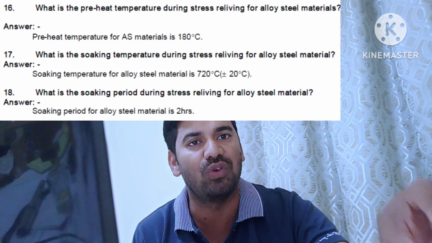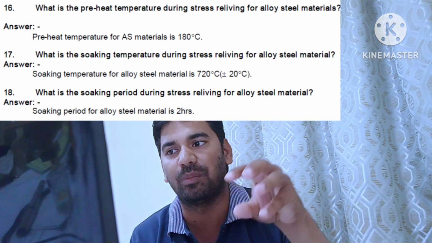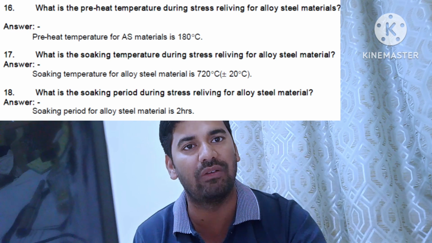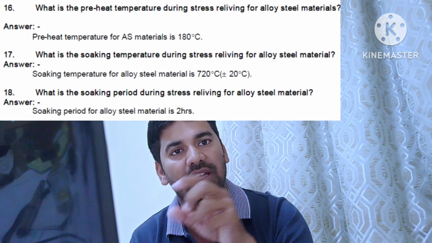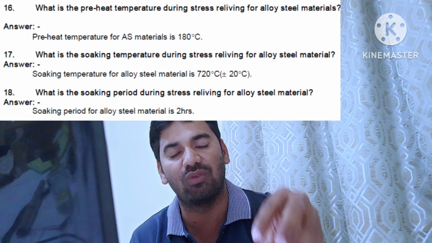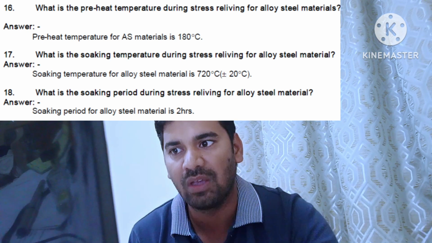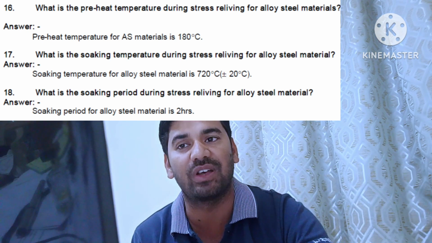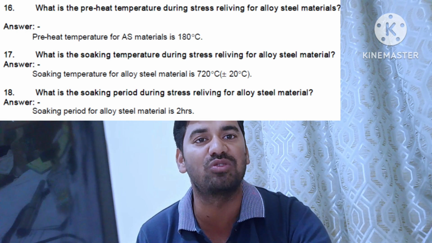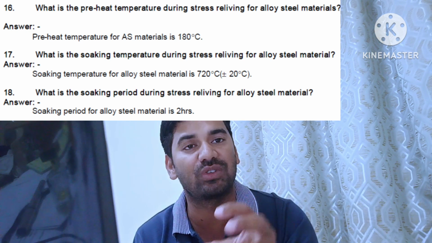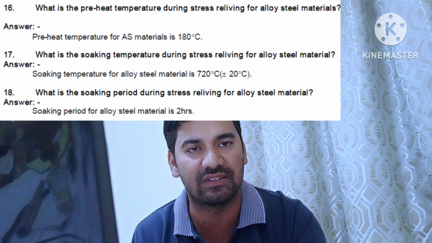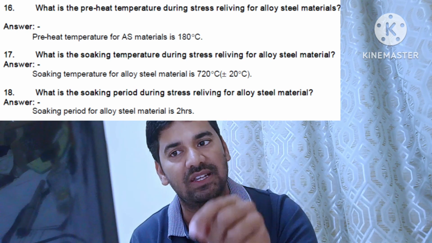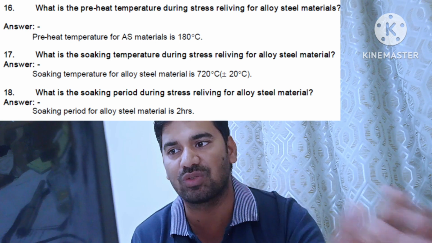Okay, next question: what is the preheat temperature during stress relieving of alloy steel pipe? In carbon steel, the preheat temperature is 80 degrees for more than 19.5 mm, but in alloy steel the preheat temperature required is 180 degrees Celsius. What is the soaking temperature during stress relieving of alloy steel? The soaking temperature of alloy steel is 720 degrees Celsius, and for CS it is 620 degrees Celsius, but for alloy steel it is 720 degrees Celsius plus or minus 20.